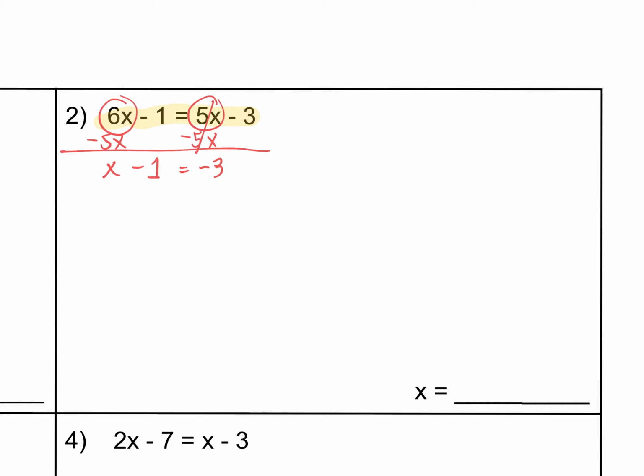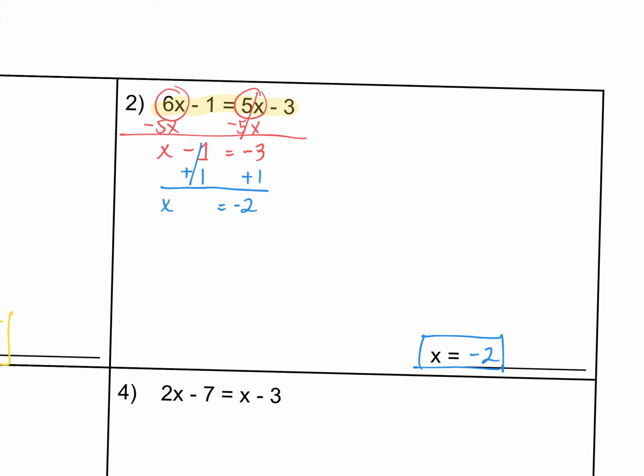On the left side, I see x is still subtracted by 1. To undo subtracting by 1, we are going to add 1 on both sides. And we have x equals negative 3 plus 1, which is negative 2. Our solution is x equals negative 2.